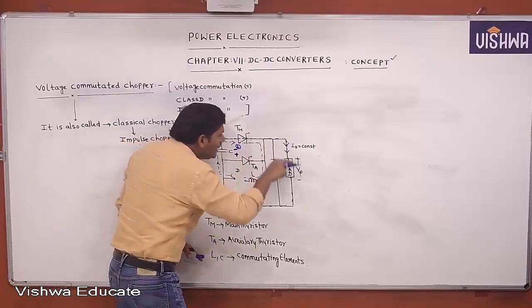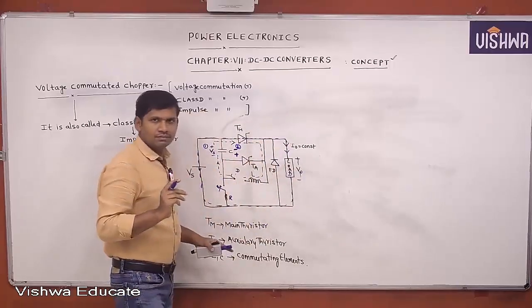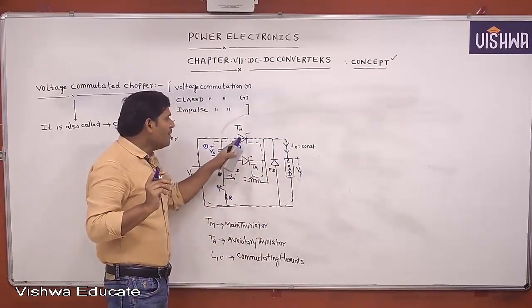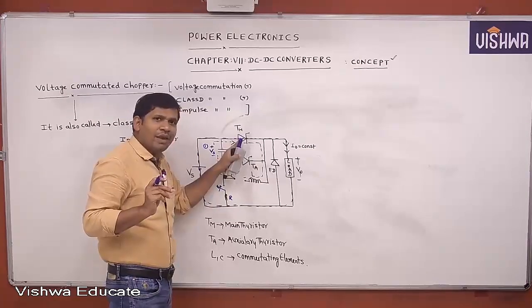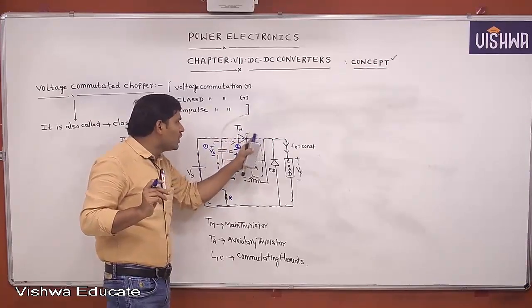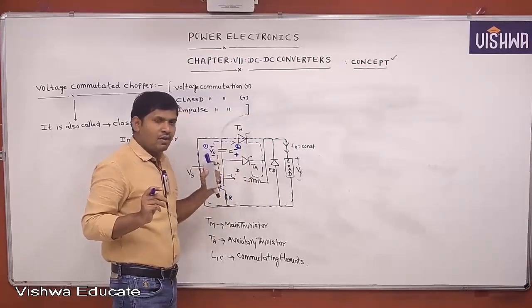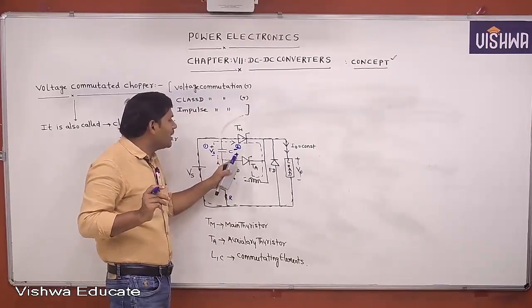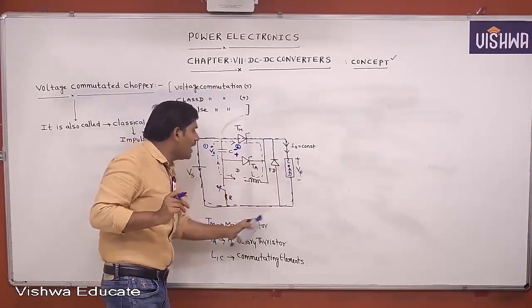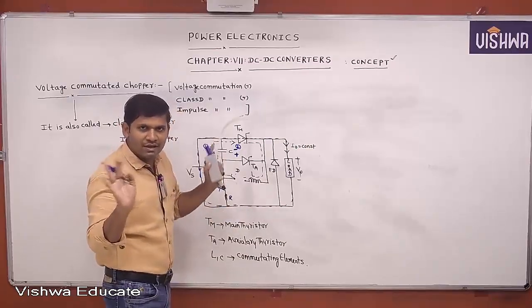Then the only current carried by the main thyristor is which current? I0. That means the main thyristor carries two currents at the instant of triggering, during discharging of the capacitor only. Once the capacitor is fully discharged, upper plate negative and lower plate positive, then the only current carried by the main thyristor is the load current. Still the thyristor is not turned off.